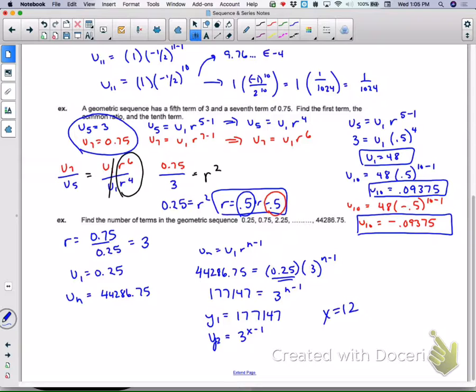Now, in this case, since it did come out to be an exact number, that's something that you might have been able to guess and check. But if not, you can use the graphing method there.